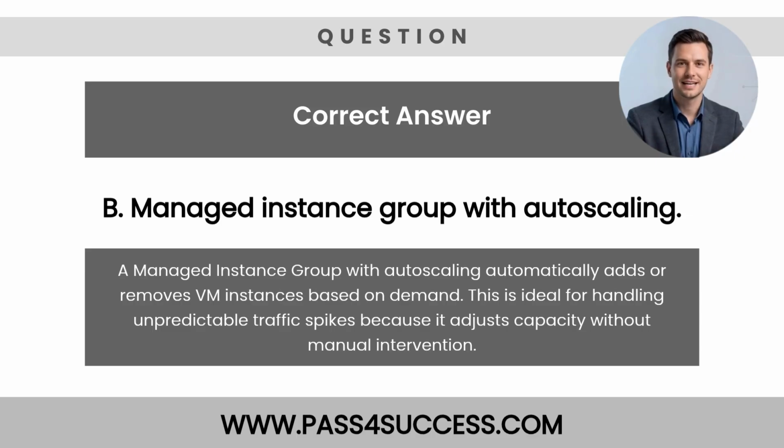Correct answer: B. Managed instance group with autoscaling. Explanation: A managed instance group with autoscaling automatically adds or removes VM instances based on demand. This is ideal for handling unpredictable traffic spikes because it adjusts capacity without manual intervention.